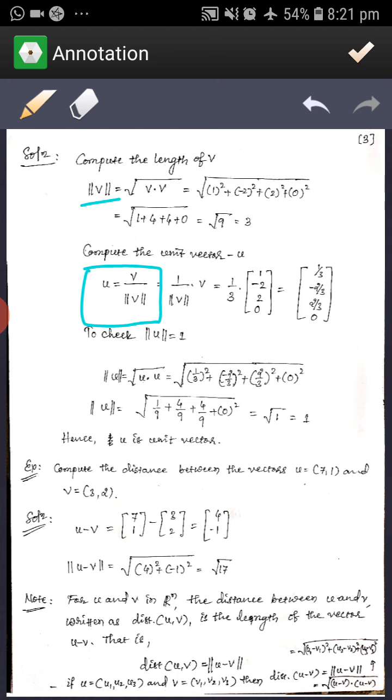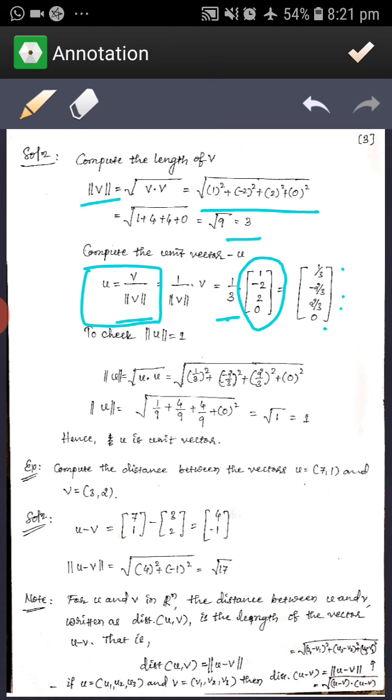v is given, so we take v divided by its length. Find the length: square root of v dot v. How many elements are there? 4 elements. So 1 squared, (-2) squared, 2 squared, plus 0 squared, it becomes 9, so the length is 3. Then write v as it is and divide by 3, so it becomes (1/3, -2/3, 2/3, 0). This we call the unit vector.